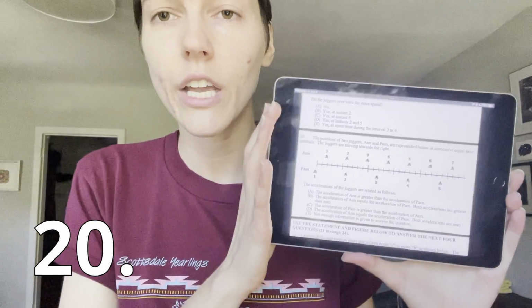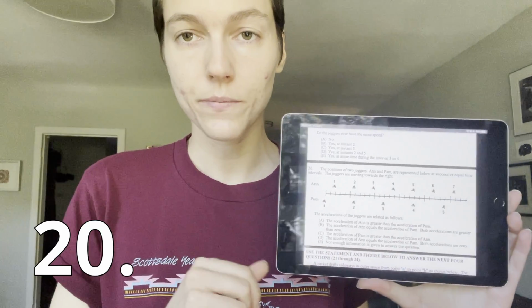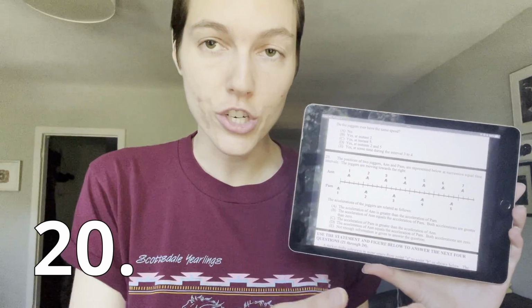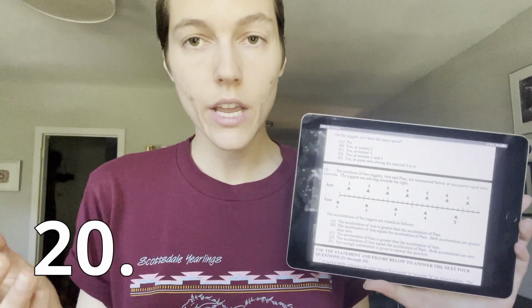Question 20 is pretty similar to question 19. We're still looking at these little snapshots in time of these 2 women who are running. We can imagine there are equal time intervals between each of these snapshots. But question 20 is asking you to compare the accelerations of the women. So look at their motion, think about how much each one might be accelerating, and then compare them.